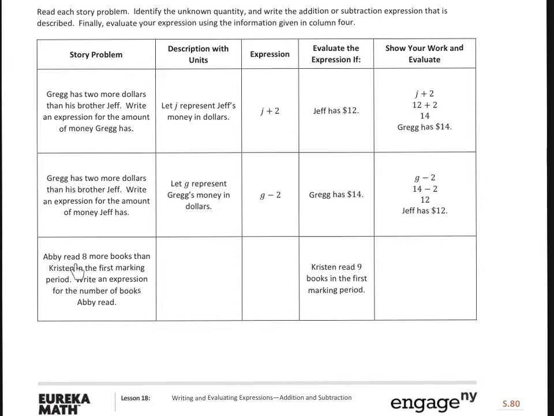All right, so Abby reads 8 more books than Kristen in the first marking period. Write an expression for the number of books Abby read. Now, we don't know Abby and we don't know Kristen, but we know that there's a set amount for Kristen and that Abby's is 8 more than that. So what I'm going to start with is writing out what I want my variables to represent. I just want to be clear and concise about this. So I'm going to let K represent, sorry about the handwriting, Kristen's books read.